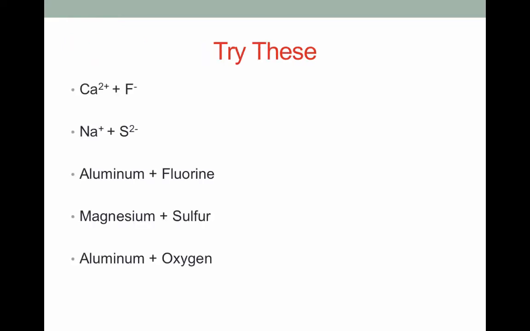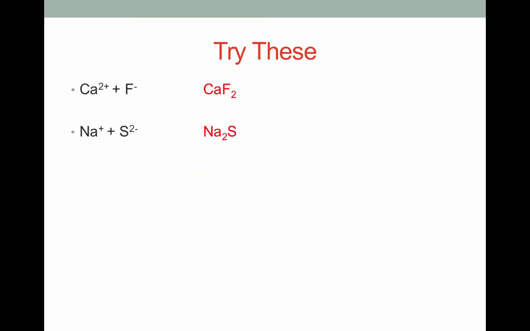Here's some examples to try on your own. Pause the video here and make neutral compounds out of each of these. Notice for the 3 at the bottom, you're going to have to first determine the most common ion that each of these elements forms in order to determine what compound you'll get. When you come back, I'll reveal the answers. Welcome back. Here's what you should have gotten.